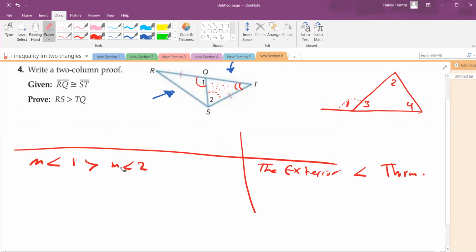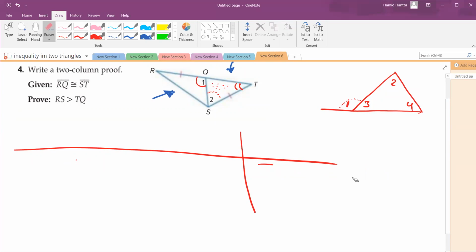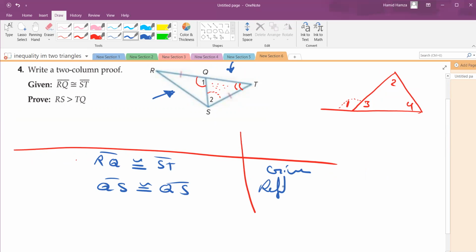Okay, I forgot that, guys. I must write the congruent part first. What equals what? We have RQ congruent to ST. This is given. And QS is a common side, congruent to itself. Common side. So this is what? Reflexive property. Very good.